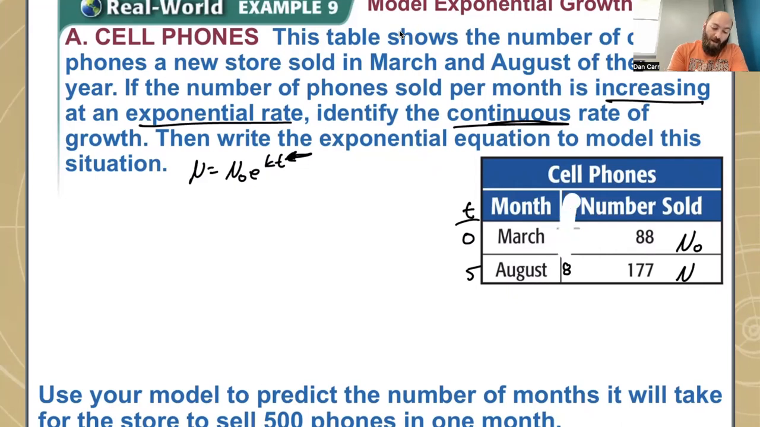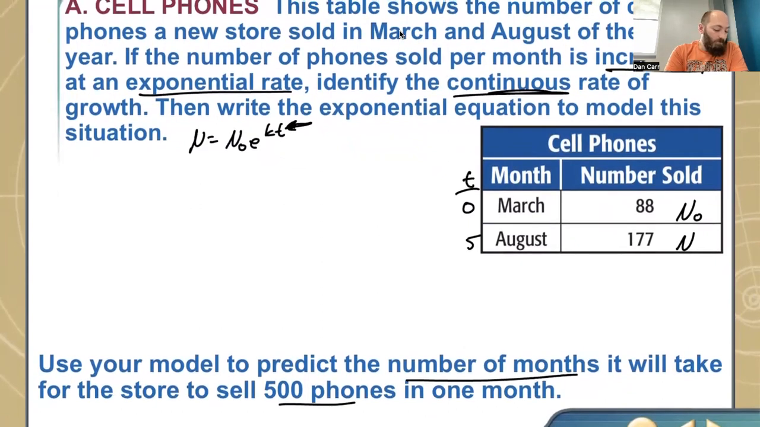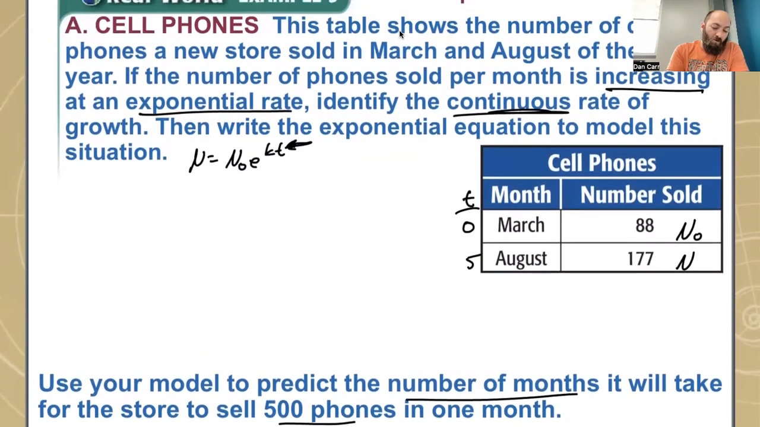Just make sure you keep track of that, because when we go into the follow-up question down here, where we want to find how many months it takes to sell 500 phones, we need to make sure it references back to what it is. Okay. So we're going to go with 0 for now. So if time 0 is referring to March, we got 177 for n.